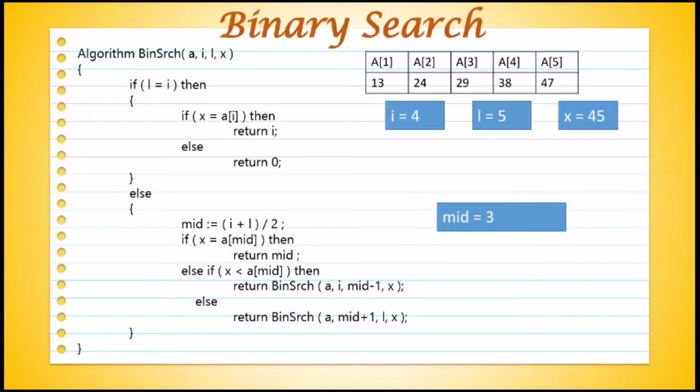So now I will be 4 and we will call the function again. Now again we will check the first condition, whether L is equal to I.